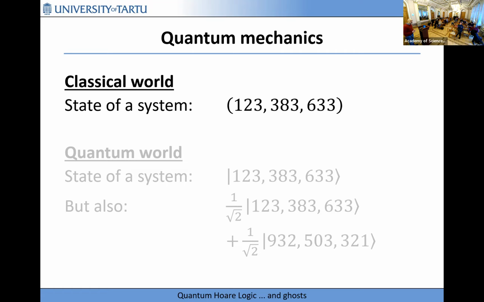So in the classical world, where no quantum mechanics is involved, you can typically describe the state of a system. Here I'm thinking of some computer system with variables, but, because I'm going a bit by example, just by saying explicitly what's in it. For example, we have three variables, x, y, z. Then I can describe the state of the system by saying x is 1, 2, 3, y is 3, 8, 3, and z is 6, 3, 3. And that's a description of what the memory contains at any point in time.